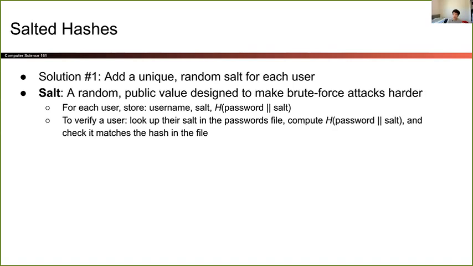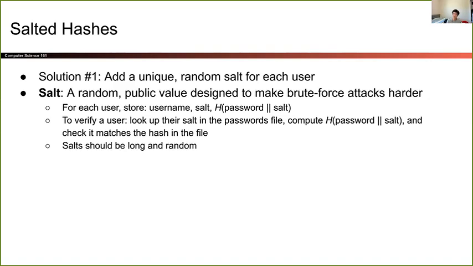When we want to verify a user, instead of just hashing the password as before, we're going to take their username and the password. We'll look up their username in the passwords file. And now, because we know their username, we know their salt. So now we can take the password that they sent us and the salt that we have for that user, hash that together. And if the hashes match, then we know that they entered the same password as before.